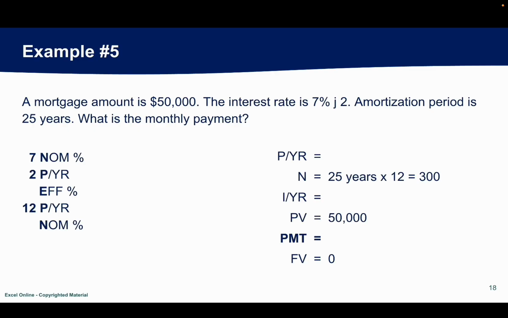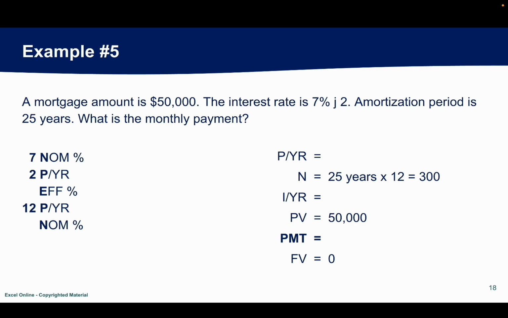So let's start with filling in the variables, starting with NPEPN. Remember, these are all orange functions. Therefore, after typing the numbers, you have to press Shift, and then press the key to enter them into the orange function. So first is N. We press 7, then we press Shift, then NOM. Second, PYR. The rate is a J2 rate. So we press 2, then Shift, then PYR.